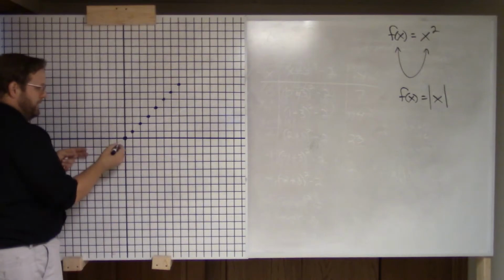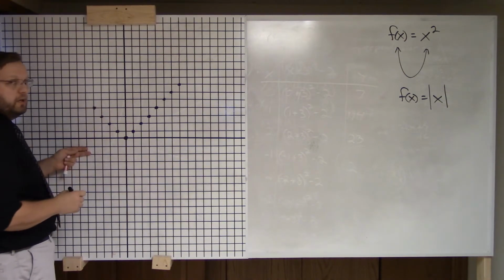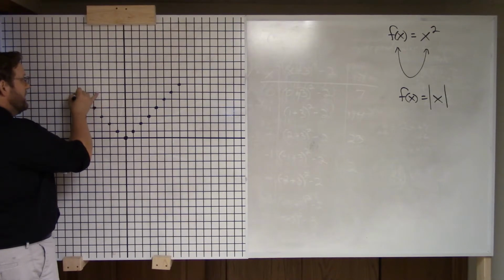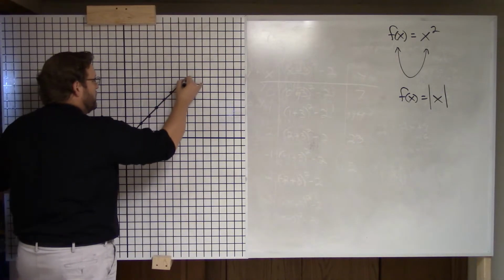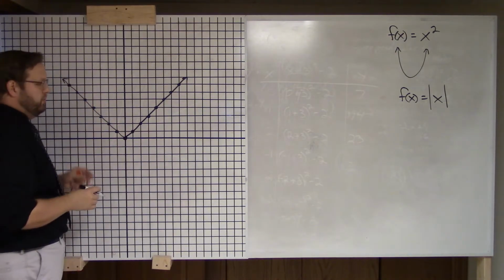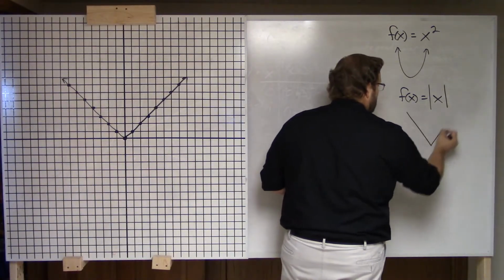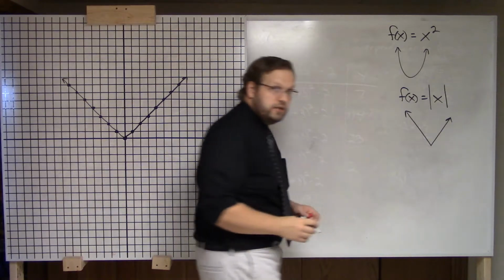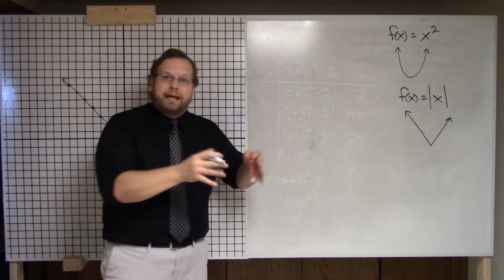Go the other way. Absolute value of -1 is 1. Absolute value of -2 is 2. -3 is 3. -4 is 4. And then look at what we get. We get a V shape to our graph. It's very similar to that quadratic or that square function, but it's a sharp V shape. Okay? So, when we deal with these absolute value functions, we should be expecting a V shape. Okay? And we plot points until we get that V shape.